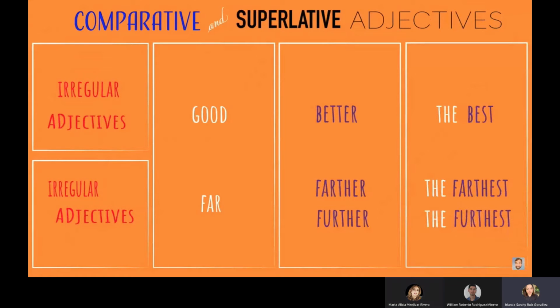Here are some examples of irregular adjectives. We change the spelling of the word in an irregular adjective. Good, better, the best. Far, farther or further, the farthest, the furthest.